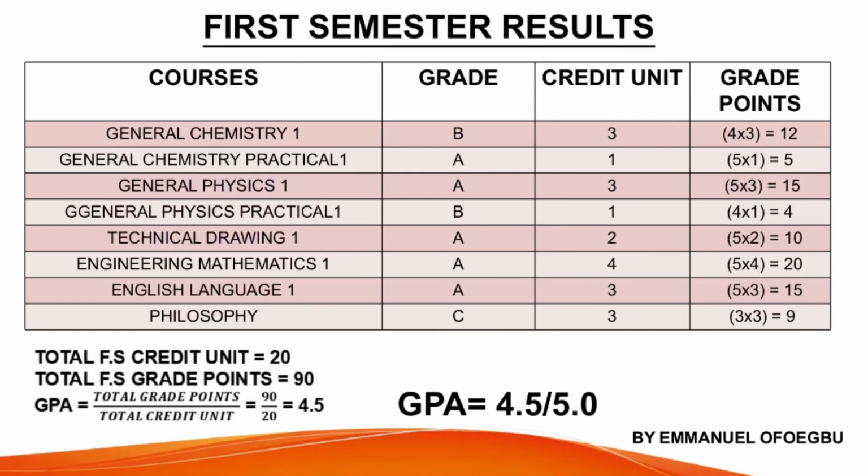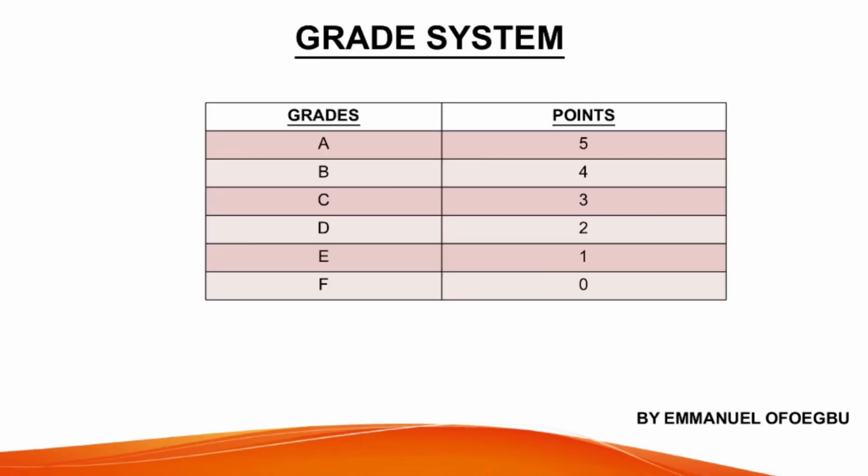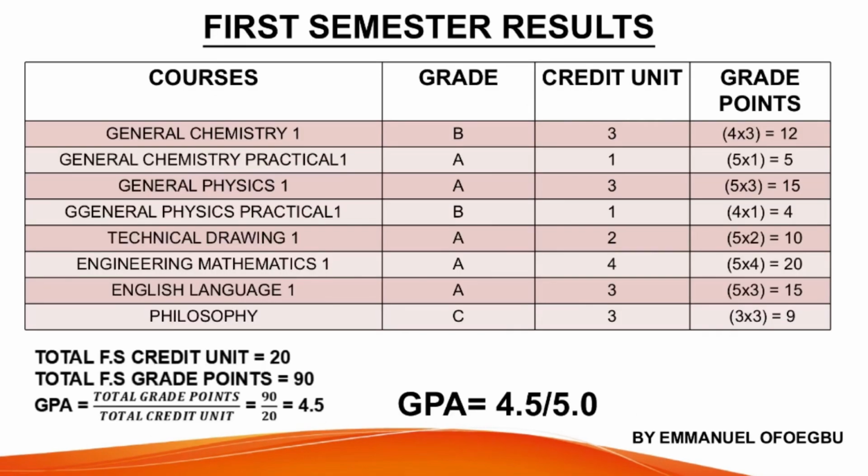Now, let's go into this. So how do we calculate the grade points? The grade point is very important because it's the credit unit multiplied by the point of that grade. As we said earlier, A signifies 5, B signifies 4, C signifies 3, D signifies 2. So in General Chemistry 1 I got B, and B signifies 4. Therefore 4 times 3 equals 12 in the first section.